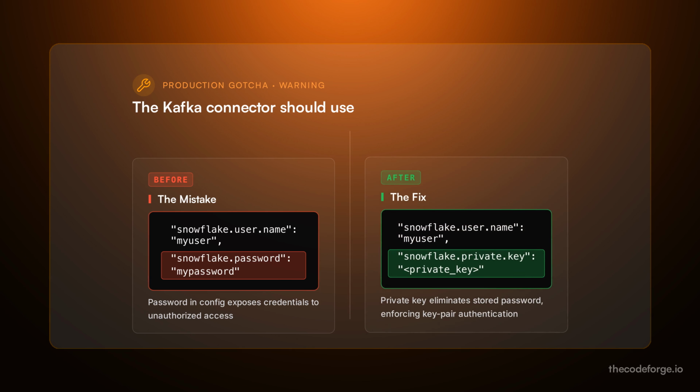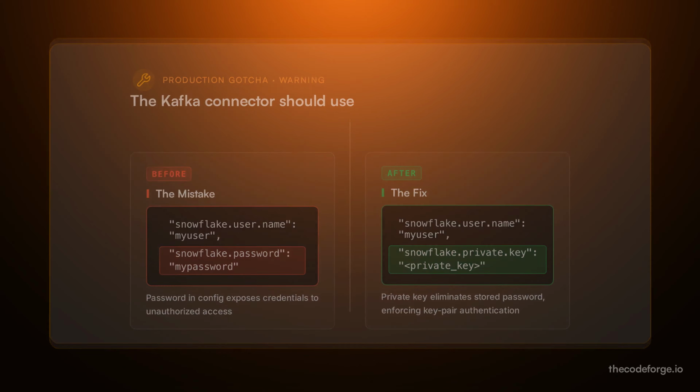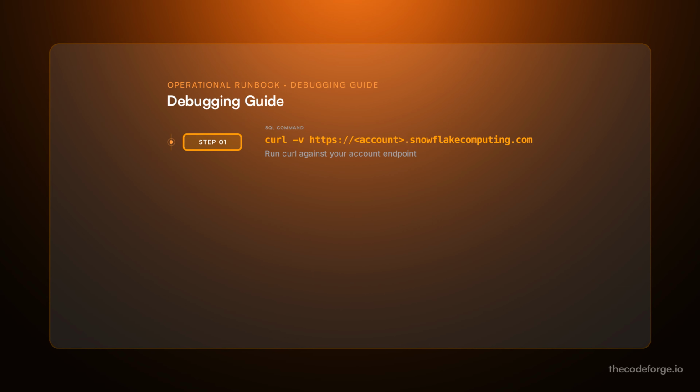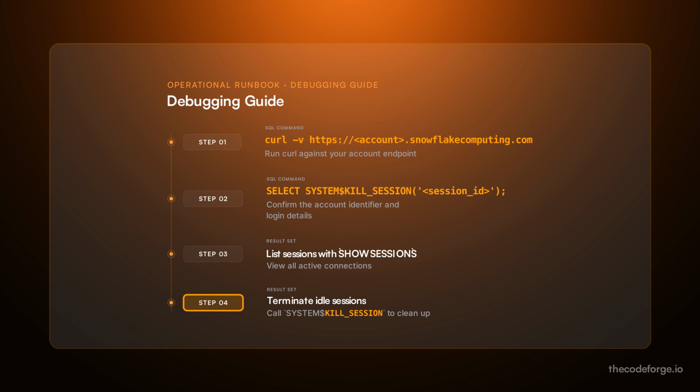The Kafka connector should use key pair authentication, not passwords. Storing a password in snowflake.password like this exposes credentials in config. Replace it with snowflake.private.key to enforce key pair authentication and eliminate stored passwords. To debug connection issues, first test network connectivity by running curl -v https://account.snowflakecomputing.com, then verify your account URL and credentials. Use show sessions to see active connections and select system$abort_session with the session ID to kill idle ones.